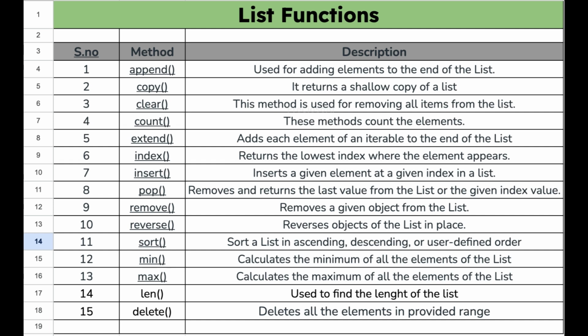Reverse method reverses objects of the list in place. Sort method sorts a list in ascending, descending, or user-defined order. Min method calculates the minimum of all the elements of the list. Max method calculates the maximum of all the elements of the list. Len method is used to find the length of the list. Delete method deletes all the elements in the provided range.